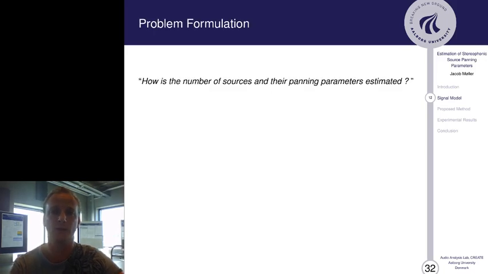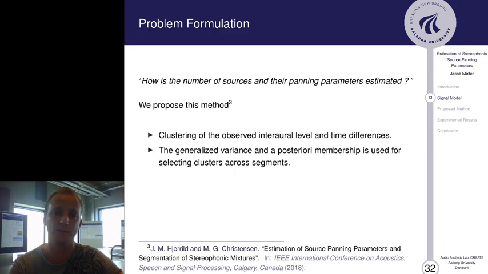So how are the number of sources and their panning parameters estimated? We proposed the method at ICASSP 2018 in Canada, which is a method based on clustering of the observed interaural level and time differences. We use the generalized variance and the posterior membership for selecting clusters across all segments.